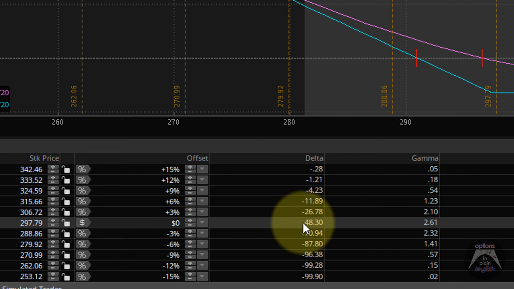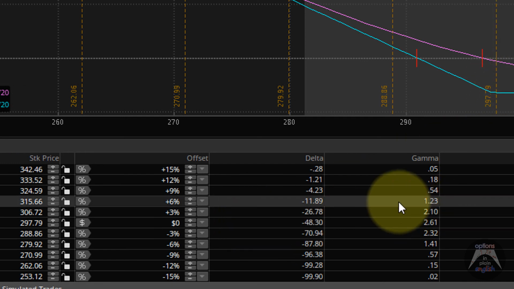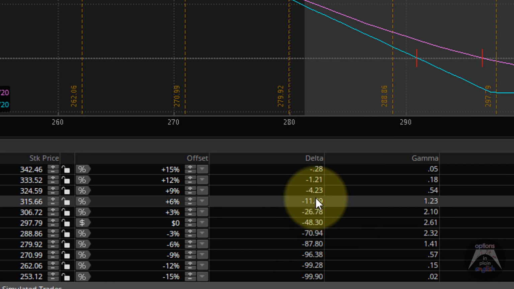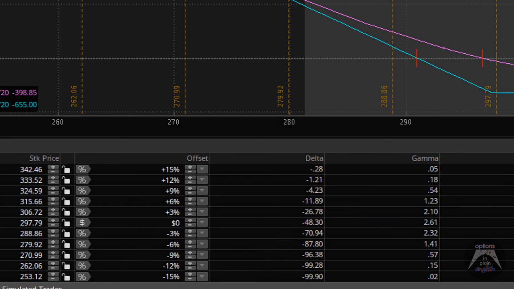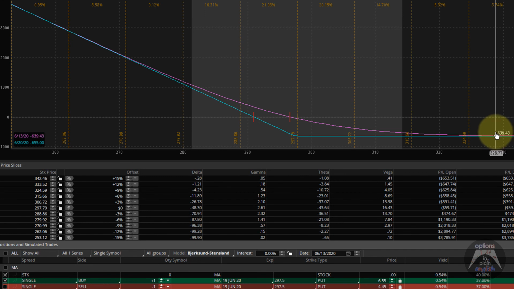Now, in the opposite direction, if it starts going against you, if it starts going higher, then you're going to have less and less delta, minus 26, minus 11, minus 4, such that you're never going to lose more than the money you put in. So right here, the delta is going to be almost 0. So you're not going to lose anymore. So this is how gamma works when you're long options, in this case a put.